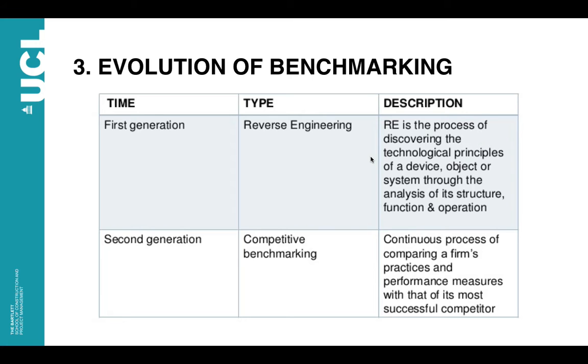It's in the second generation when benchmarking started to be connected with management. This second generation is called competitive benchmarking and can be described as the continuous process of comparing a firm's practice and performance measures with that of its most successful competitor. So initially, benchmarking started by comparing our own performance with our main competitor's performance.